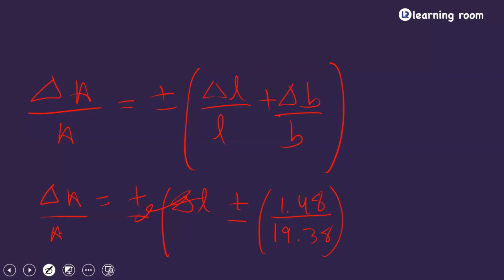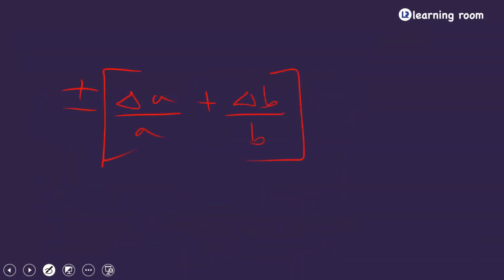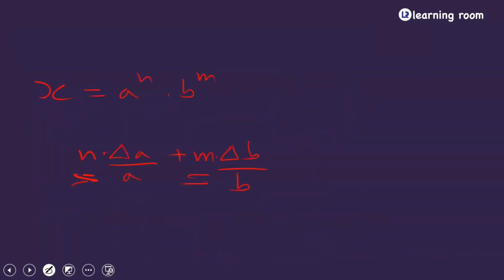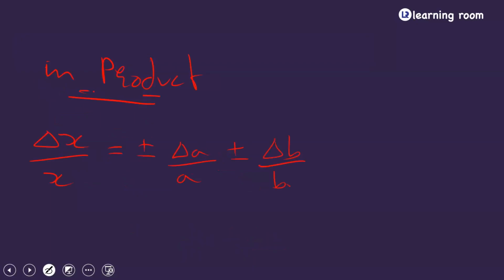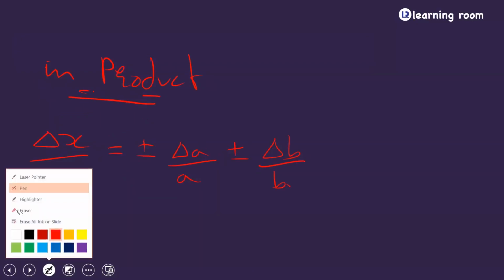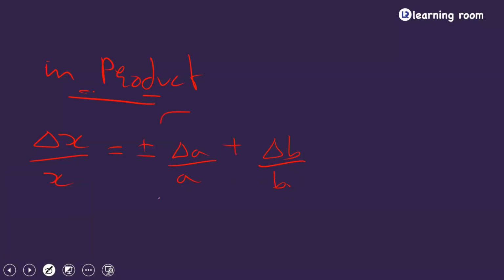So this is your product and division rule equation. Same one. Okay. Alright. Product and division same. Errors get added up. Whereas when we get exponents, we just multiply the exponent.